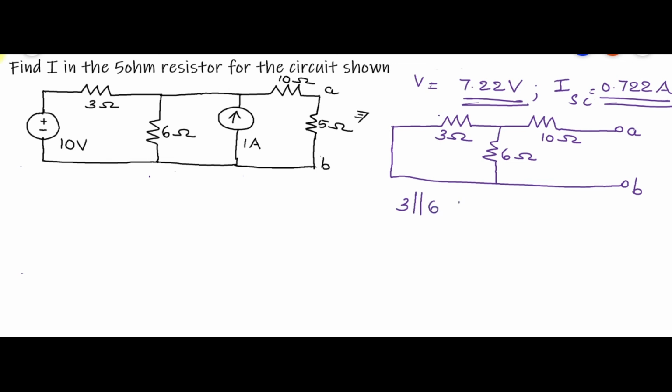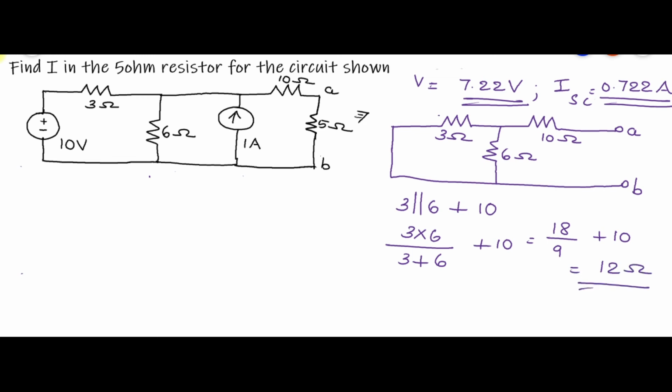Here it is clear that the 3 ohm resistor is in parallel with the 6 ohm, which is in series with the 10 ohm. So you can write 3 parallel with 6, plus 10. So 3 parallel with 6 can be taken as 3 into 6 by 3 plus 6, plus 10, which is 18 by 9 plus 10, which is equal to 12 ohm. You got R internal as 12 ohm. Now you have to redraw Norton's equivalent circuit by placing this R internal in parallel with this ISC. Also you have to reconnect this 5 ohm resistor, and find the current in the 5 ohm resistor.